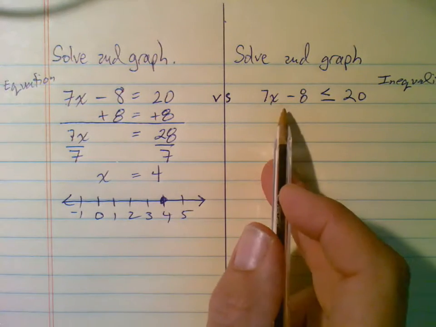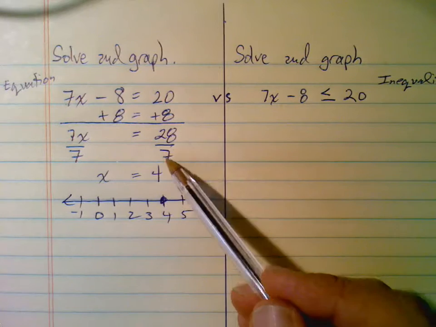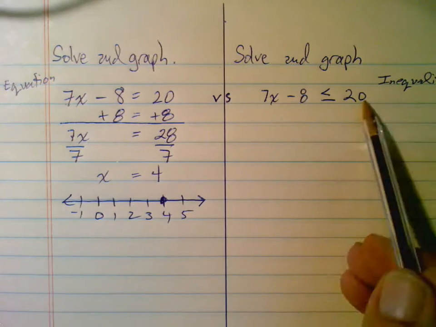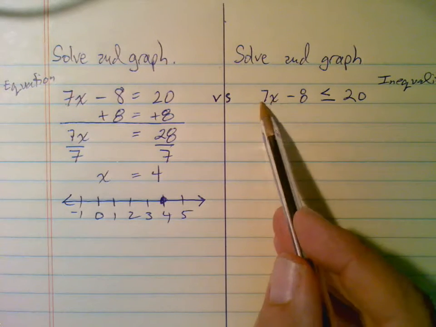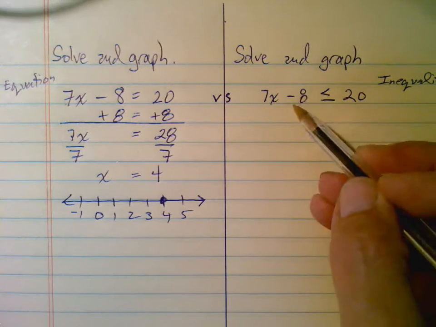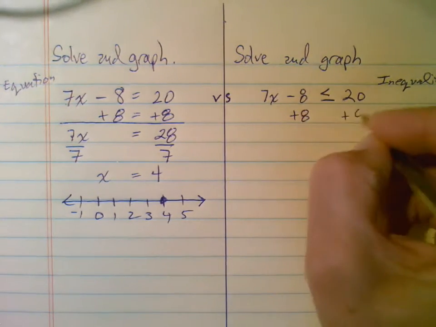Let's look at the inequality. Solving inequalities is much like solving equations. So 7x minus 8 is less than or equal to 20. I'm multiplying x by 7 and subtracting 8. If I want to undo this part first, what's the opposite of subtracting 8? Adding 8. So I'm going to add 8 to both sides.